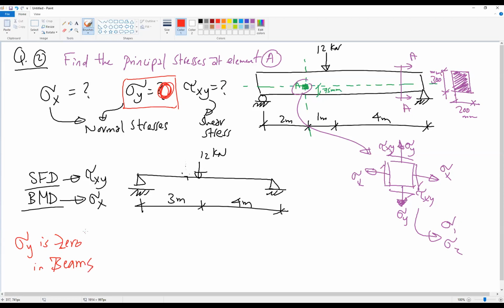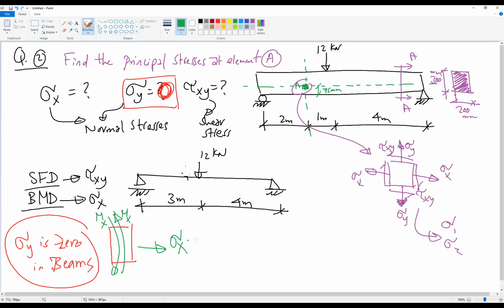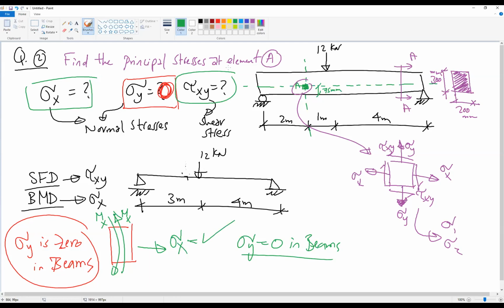Okay, you need to keep this in mind. In beams, there is no sigma y. If this is our beam cross section, we have applied moment in this direction or in this direction, Mx. This Mx only gives us sigma x. So sigma x will have a value, but sigma y will always be 0 in beams. Okay, so we're only searching for sigma x and tau xy.